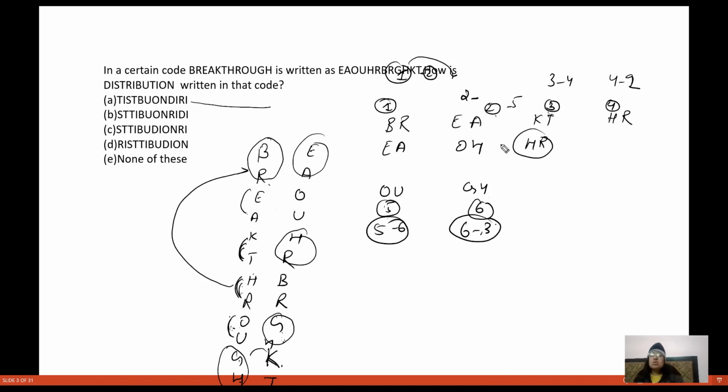Fine. So we are not getting any particular logic here. Why? Because 1 to 2 it became, and then 2 to 5 it became, and then 3 to 4 it became. And then 4 to 1 it became, 5 to 6 it became, and 6 to 3 it became. What we'll do, we'll use this word distribution.